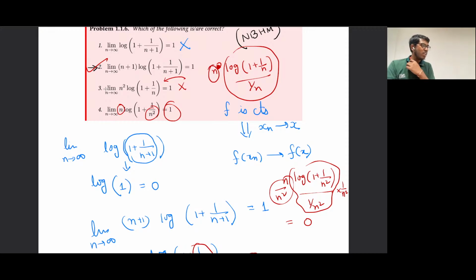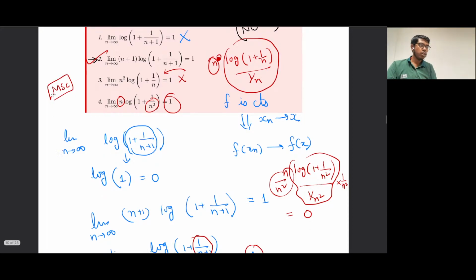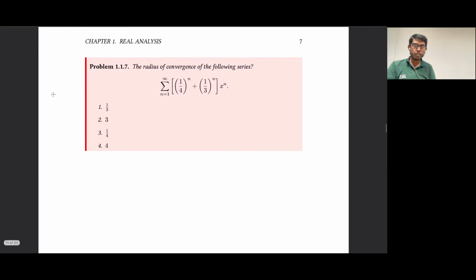So this is clear to everyone because this is a very easy problem. And as I told you, this was asked in NBHM, I guess in the MSc. Okay, so let's proceed to the next problem.